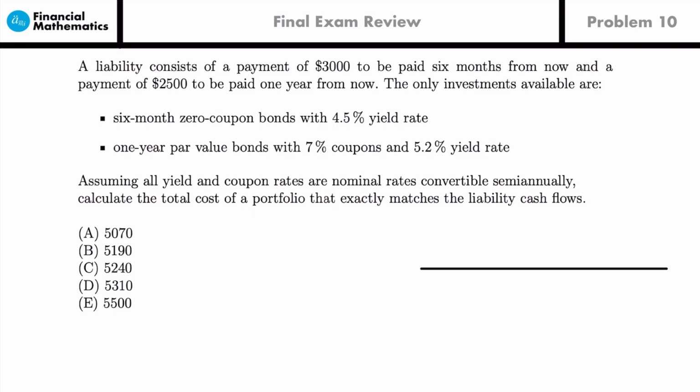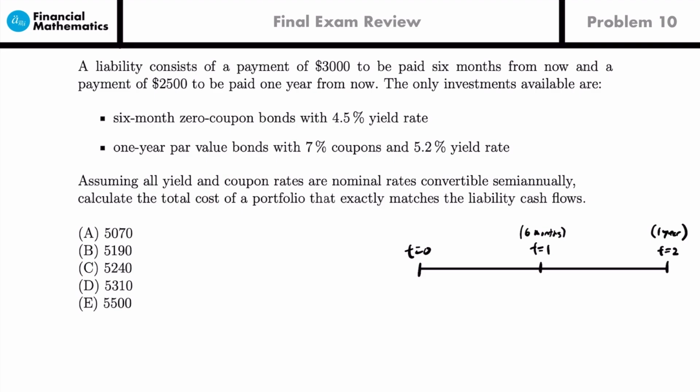I'll draw it like this. This will be time equals 0. This will be time equals 1, which would be the same as 6 months. So I'll just write 6 months. And then this will be time equals 2 or 1 year. Okay, we're going to be working with semi-annual periods. Since 6 months was mentioned, that's the same as a semi-annual period, right? Half of a year is 6 months.